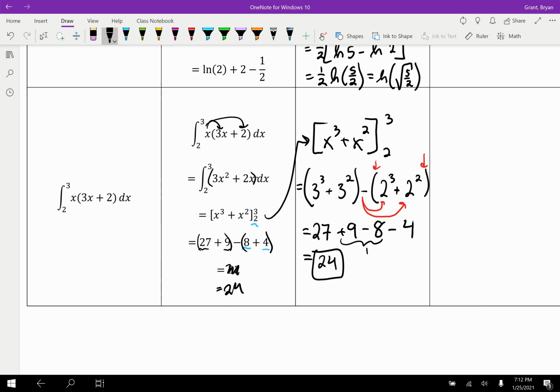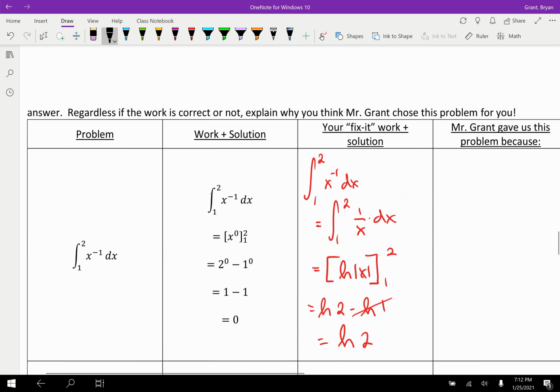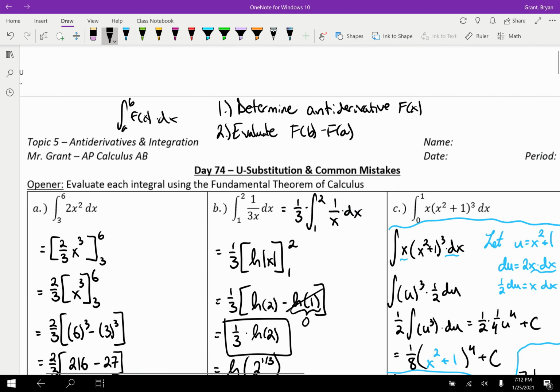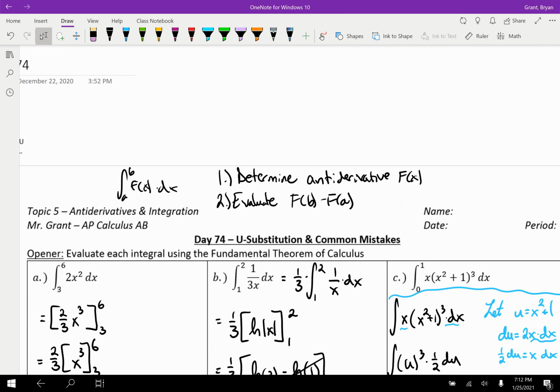So thank you for hanging out with me today. Hopefully you got some good U-substitution and some clever misconceptions out of the way. And we're going to come back tomorrow for our next application of the fundamental theorem. In fact, this is called, in my book, the Fundamental Theorem of Calculus Part 2. And really it runs hand in hand with the first part of the Fundamental Theorem of Calculus.